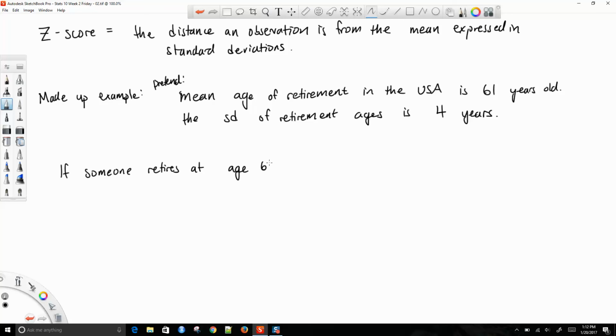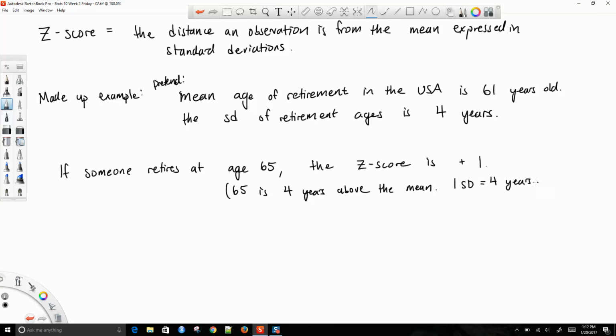Okay, and so what this means is that if someone retires at age 65, okay, this person is retiring 4 years above the mean age, okay? But 4 years is one standard deviation, so we would say this person's z-score is 1, okay? We might say +1, okay? Meaning 65 is 4 years above the mean, and one standard deviation is equal to 4 years. So he or she is 1 standard deviation above the mean. Is that okay? All right.